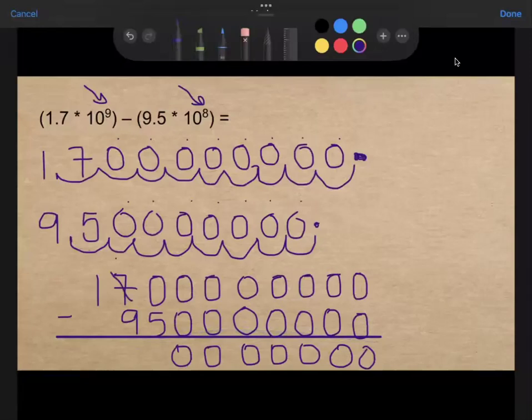Can't take 5 away from 0, so this becomes 6 and this becomes 10, making that 5. Can't take 9 away from 6, so this becomes 0 and this becomes 16. 16 minus 9 is 7. Okay, so this is where we're at. Our decimal's currently here, but we're going to need to move it so it's in proper scientific notation. That means it's got to move to between the 7 and the 5. So I would need to move it 1, 2, 3, 4, 5, 6, 7, 8 times. So this is going to be 7.5 times 10 to the 8th power as your answer.